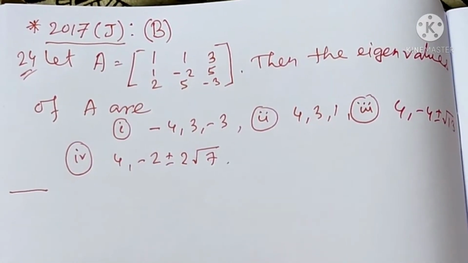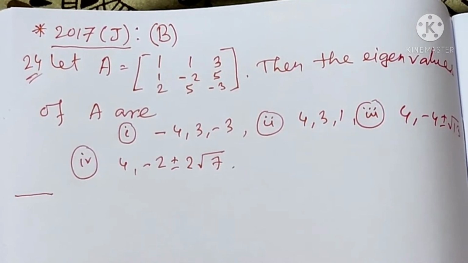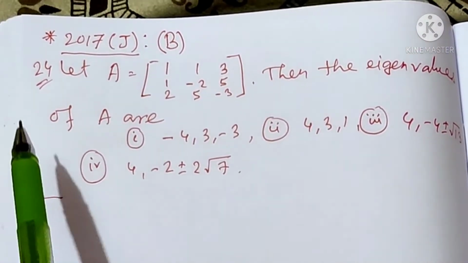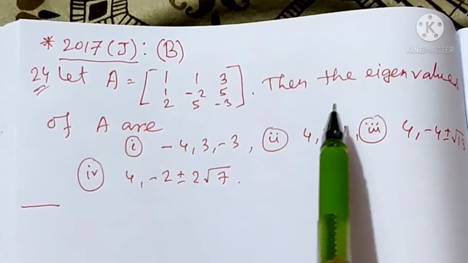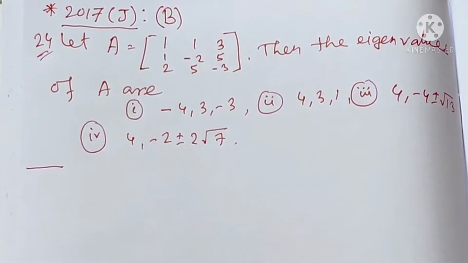Let us solve the 2017 June Part B Linear Algebra question. Question number 24. Let A equal to the matrix shown, then the eigenvalues of A are. Let's solve.